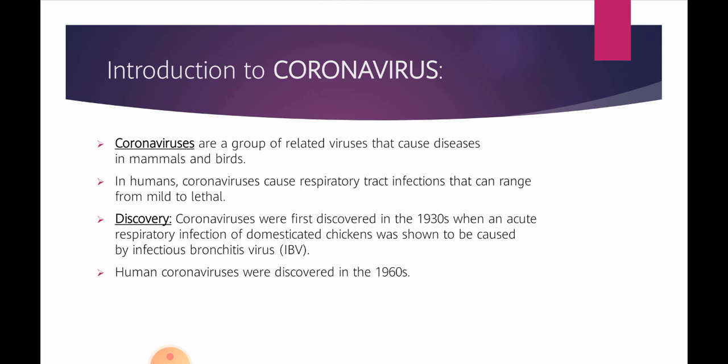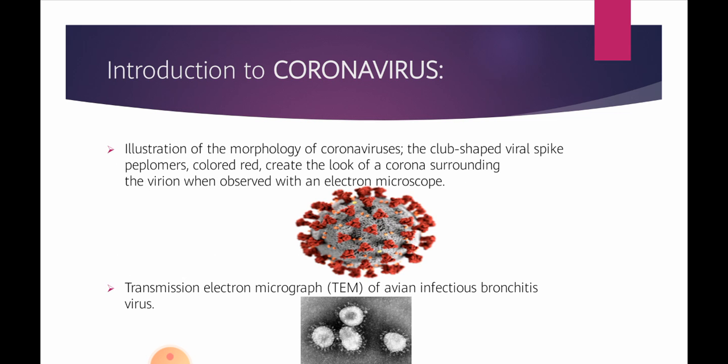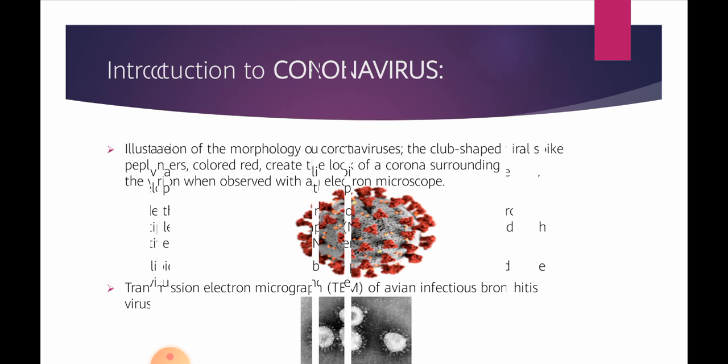Discovery of corona. Coronaviruses were first discovered in the 1930s when an acute respiratory infection of domesticated chickens was shown to be caused by infectious bronchitis virus. Infectious bronchitis virus is a pathogen that causes disease in the respiratory tract, kidney, gut, and reproductive system of chickens. Human coronaviruses were first discovered in the 1960s. Here is the illustration of the morphology of coronavirus observed with an electron microscope, and the second one is the transmission electron micrograph of avian infectious bronchitis virus.